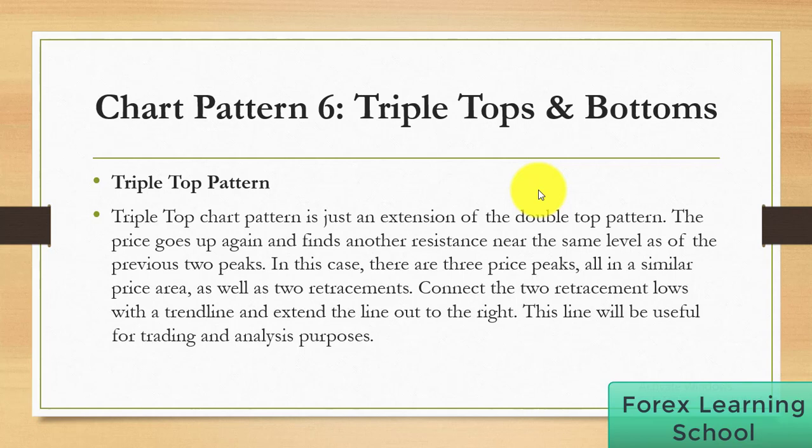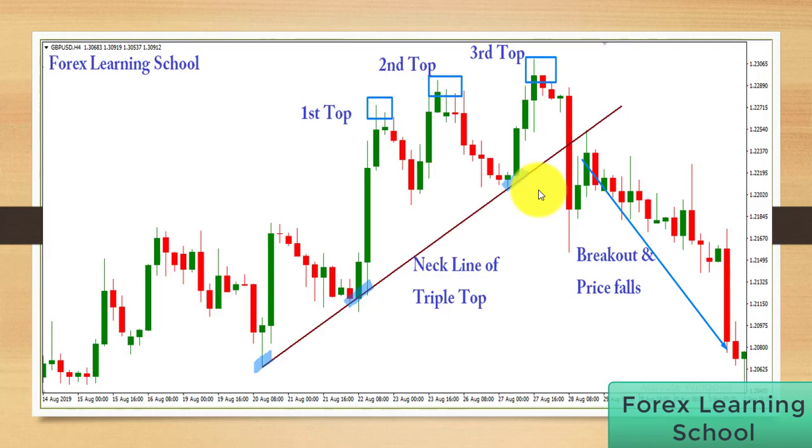Connect the 2 retracement lows with a trend line and extend the line out to the right. This line will be useful for trading and analysis purposes. Here are examples of triple tops.